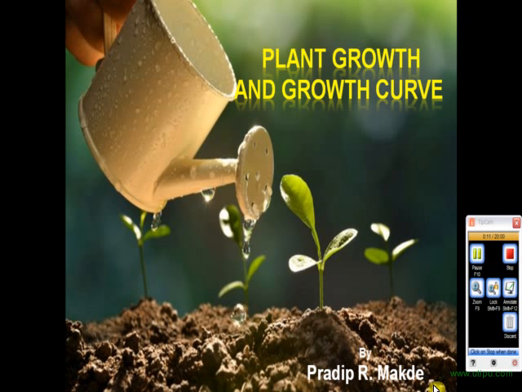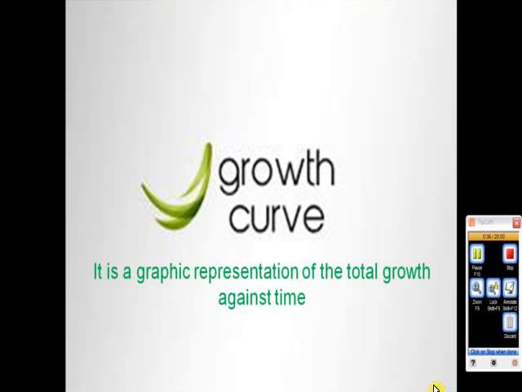All of you know that plant growth starts when the seed germinates. When it germinates, first of all the radicle is produced from the seed, and then the radicle is converted into the root, and the plumule is converted into the shoot. So plant growth takes place along a curve which is divided into three different phases. First of all, we discuss the definition of the growth curve.